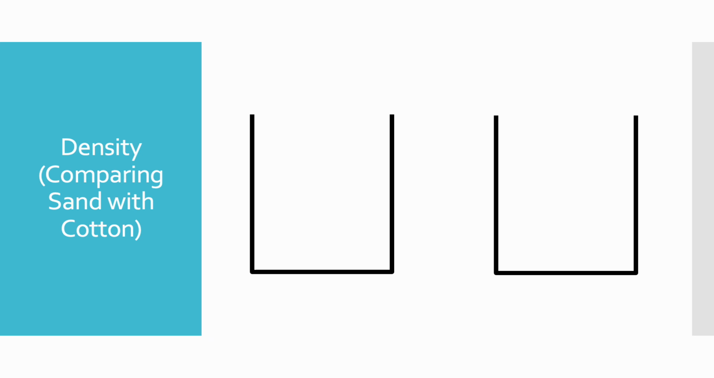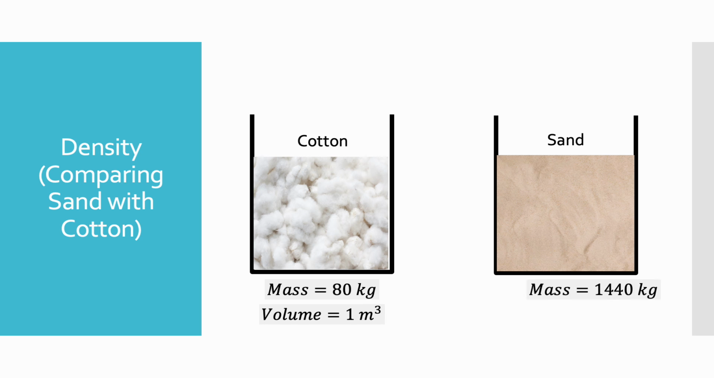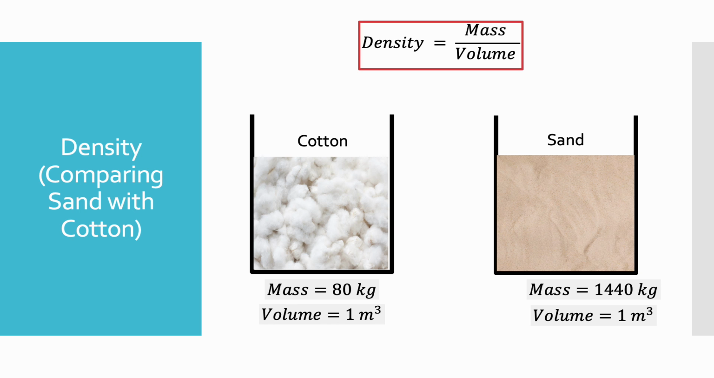Let's try another example, this time with cotton and sand. Again, we are looking at equal volumes. Each material takes up 1 cubic meter. But when we check their masses, cotton has a mass of 80 kilograms, sand has a mass of 1440 kilograms. Let's plug the numbers into our density formula.